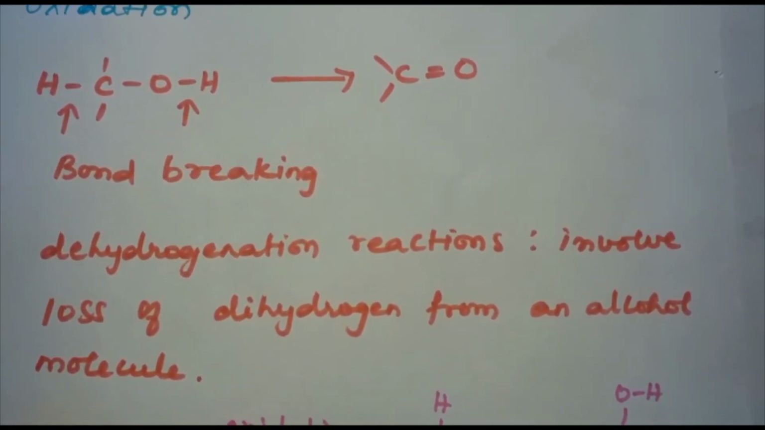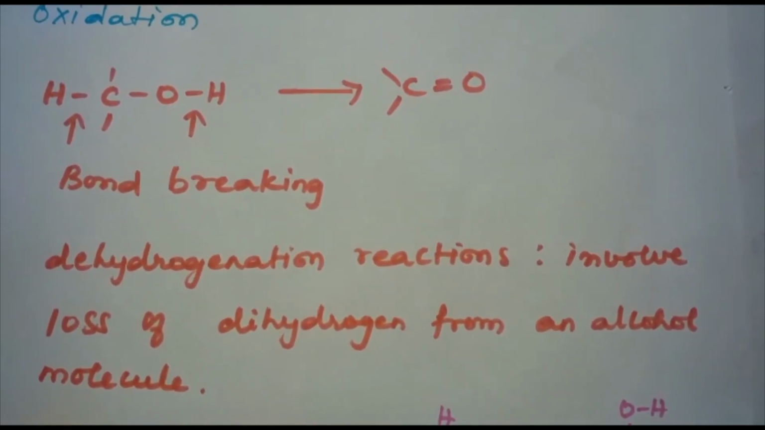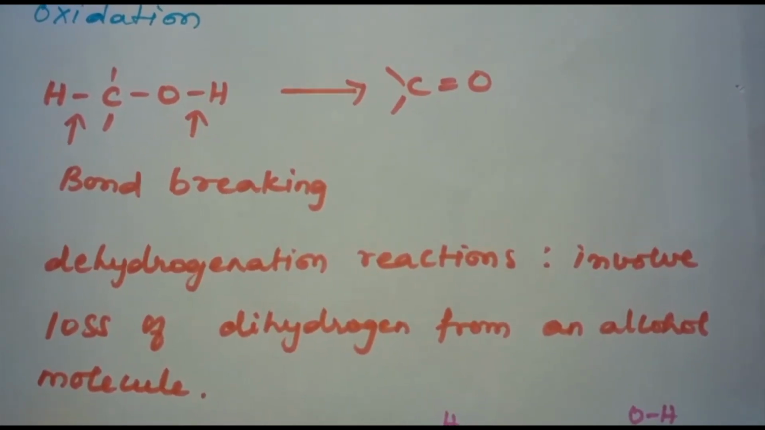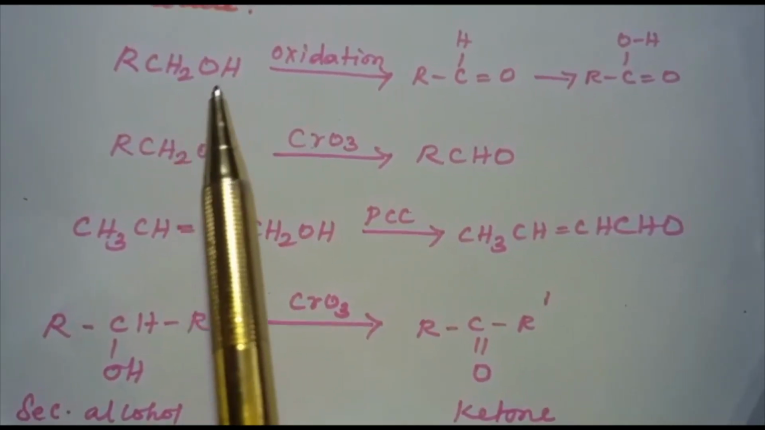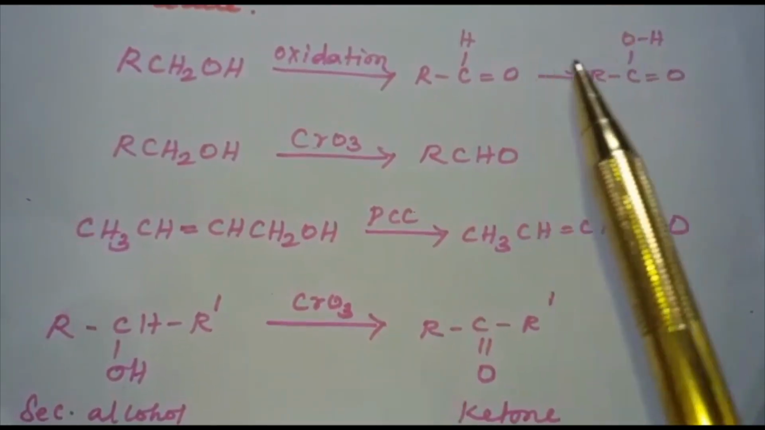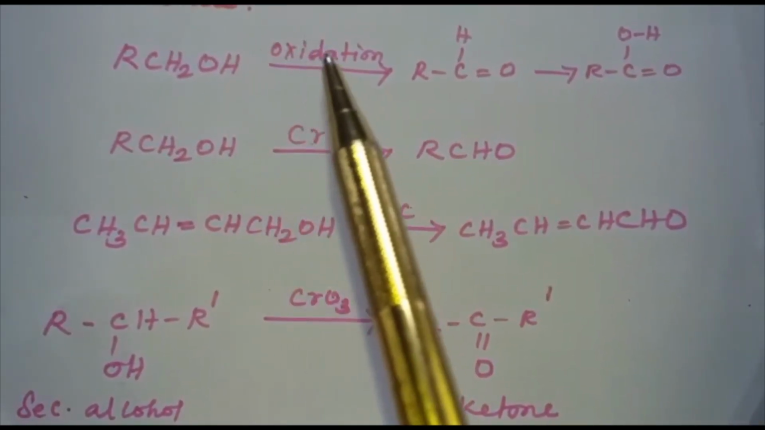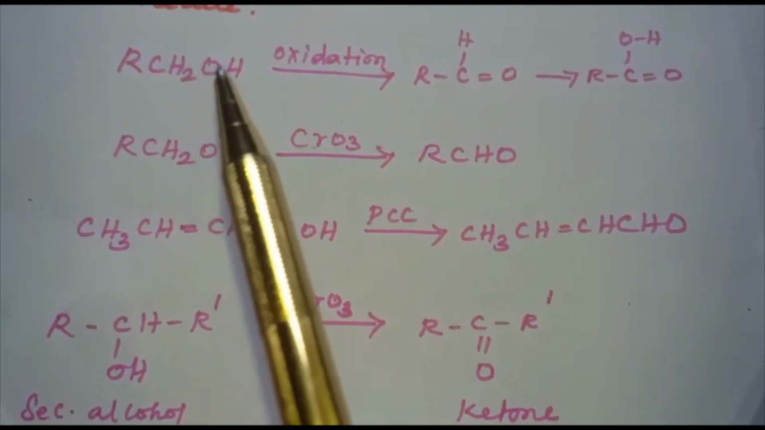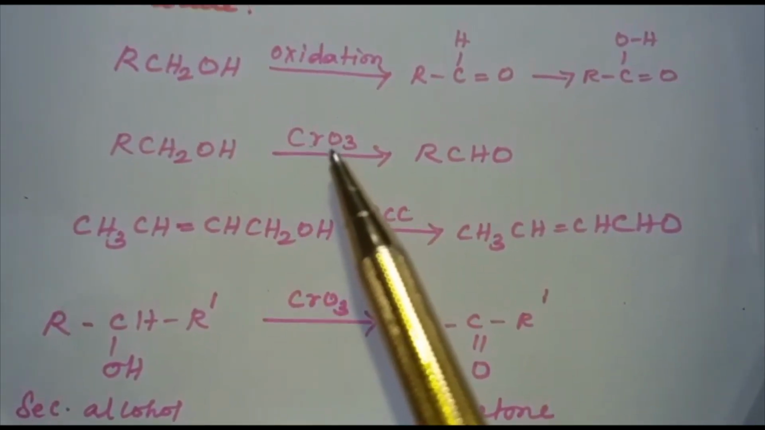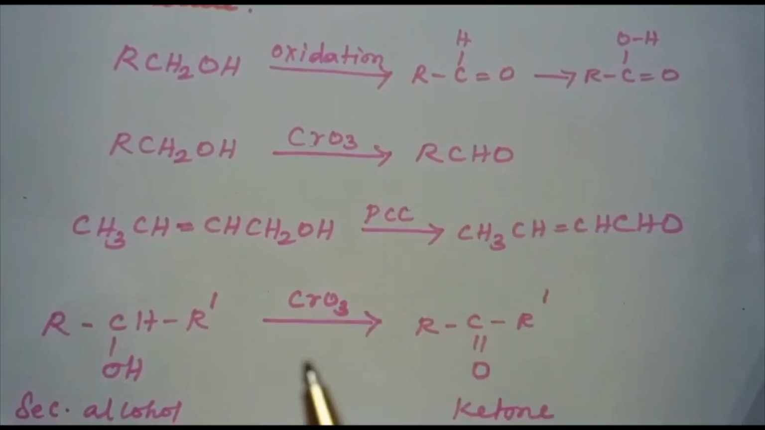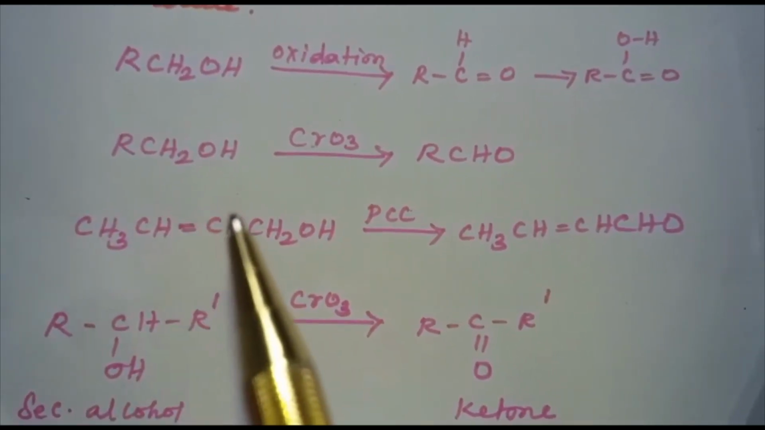Depending on the oxidizing agent used, a primary alcohol is oxidized to an aldehyde, and this in turn will oxidize to a carboxylic acid. Now let us discuss the oxidation reactions of alcohols. Primary alcohols on oxidation give aldehyde, which on further oxidation gives carboxylic acid. In presence of strong oxidizing agents like acidified KMnO4, primary alcohols get oxidized to carboxylic acid directly. Primary alcohols in presence of chromic anhydride as oxidizing agent give aldehyde. And in presence of oxidizing agent, this is an allylic alcohol, that is 2-butene-1-ol.